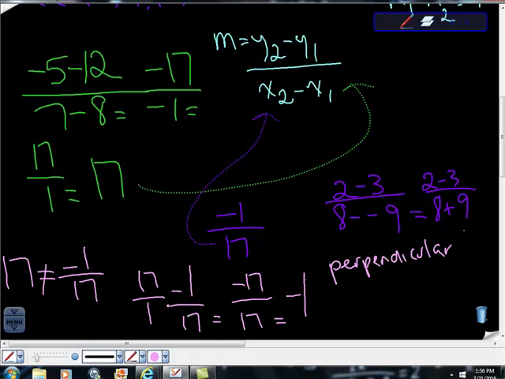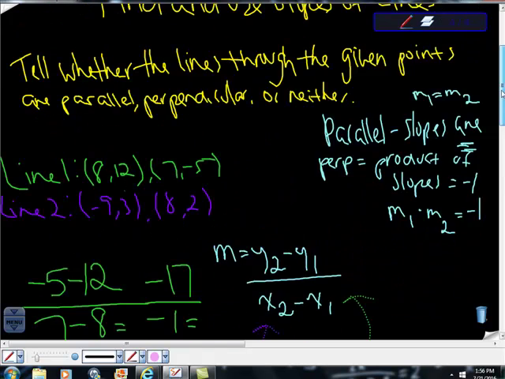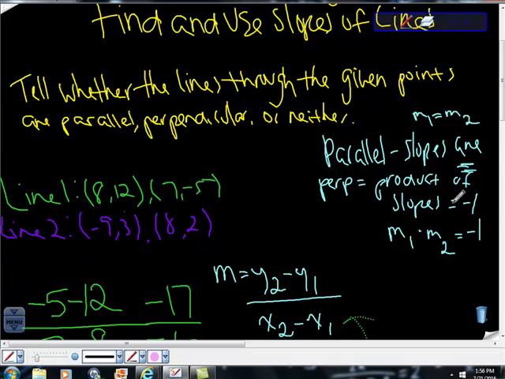The answer is perpendicular because the slopes are not the same, so they cannot be parallel, but the product of your two slopes gives you a -1, which, if you go back up here, you'll see that the product of your slopes has to equal -1 for it to be perpendicular.